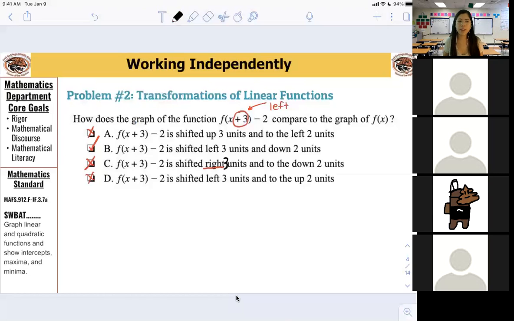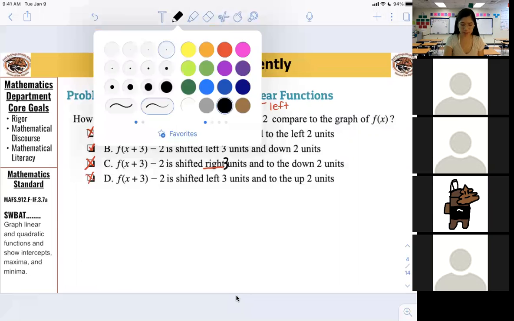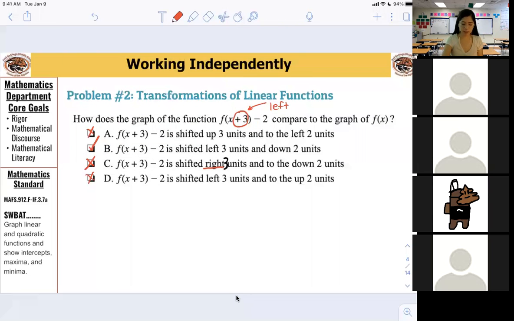But that one was trying to get you to think, you know, that what you see is what you get. But really, we know that what we see, we have to flip it around. But that only happens inside the parentheses, okay? So on the inside of the parentheses, that's telling me to go to the left. But on the outside of the parentheses, this -2, that is exactly what I know it's going to be. That's going to go down 2 units. So left 3 units and down 2 units. Any other questions on this one?